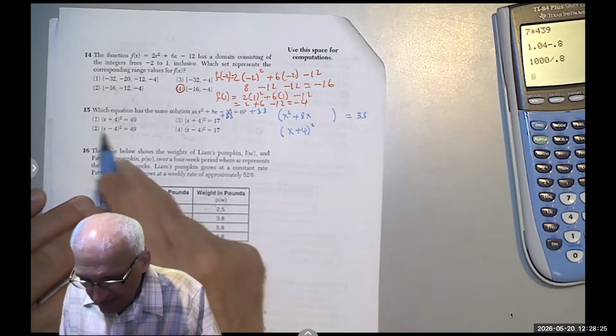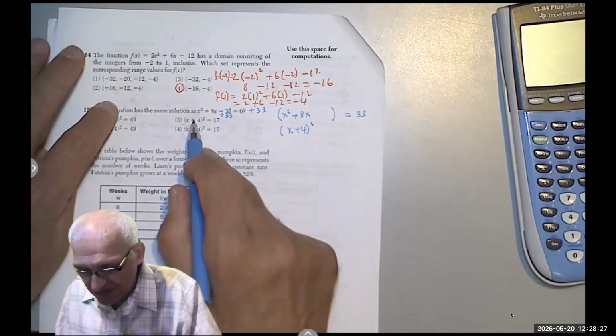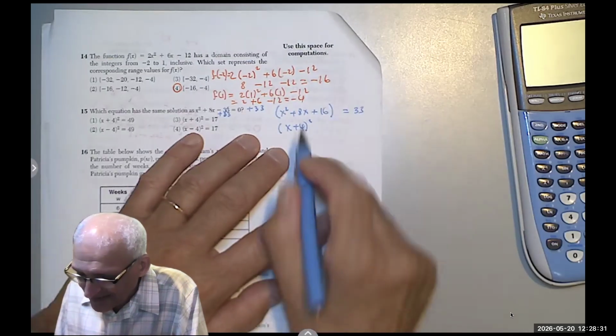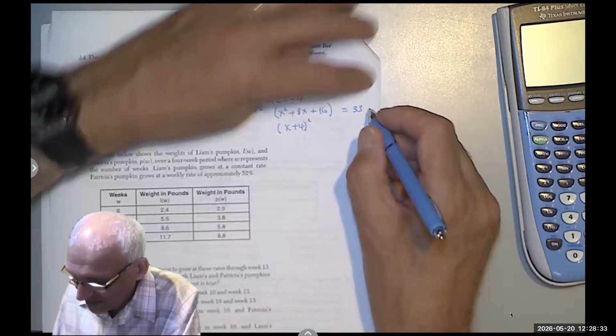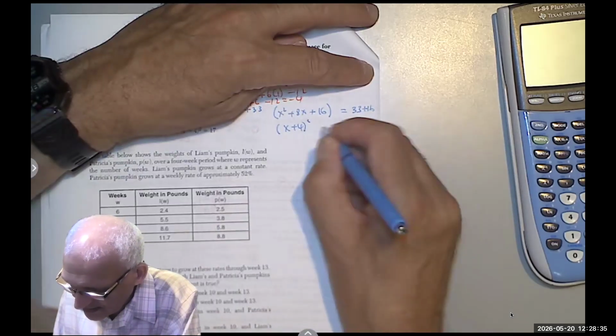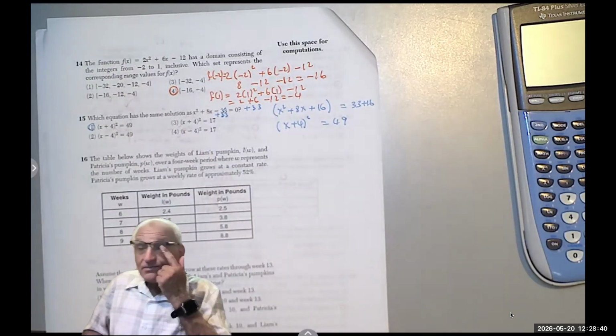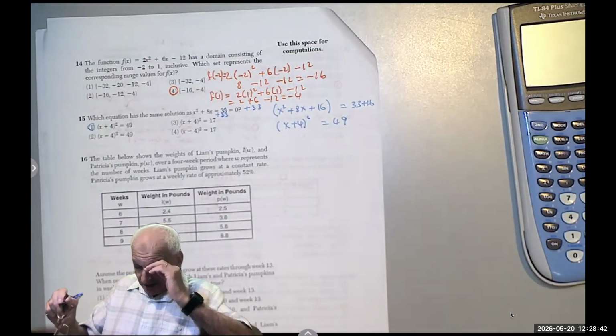So I can ignore 2 and 4. It must be one of these two. And then you add 16. If you add 16 to the left-hand side, you have to add 16 to the right-hand side, equals 49. So it's 1. Very simple. Just complete the square.